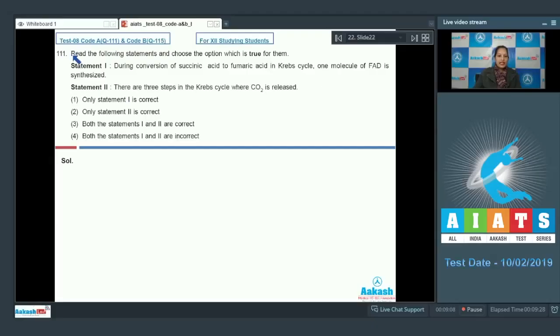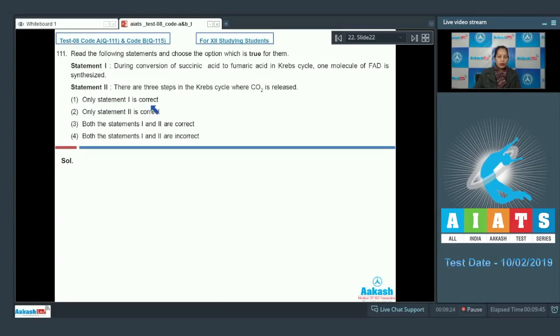Question number 111. Read the following statements and choose the option which is true for them. Statement 1. During conversion of succinic acid to fumaric acid in Krebs cycle, one molecule of FAD is synthesized. Statement 2. There are 3 steps in Krebs cycle where CO2 is released.